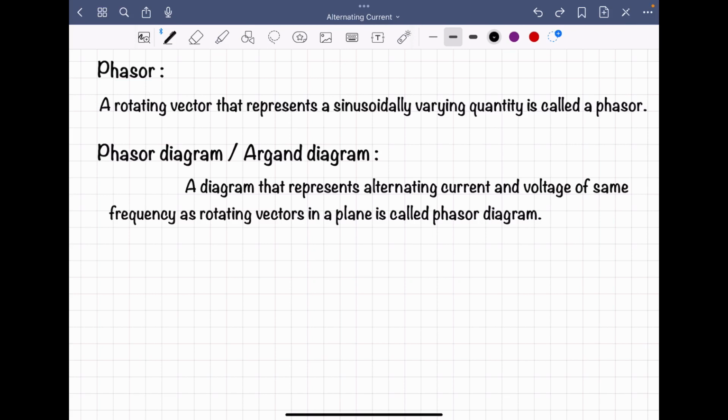Let us start the lecture. In this lecture, we are going to discuss phasor and phasor diagram. First of all, we have to know what a phasor is.